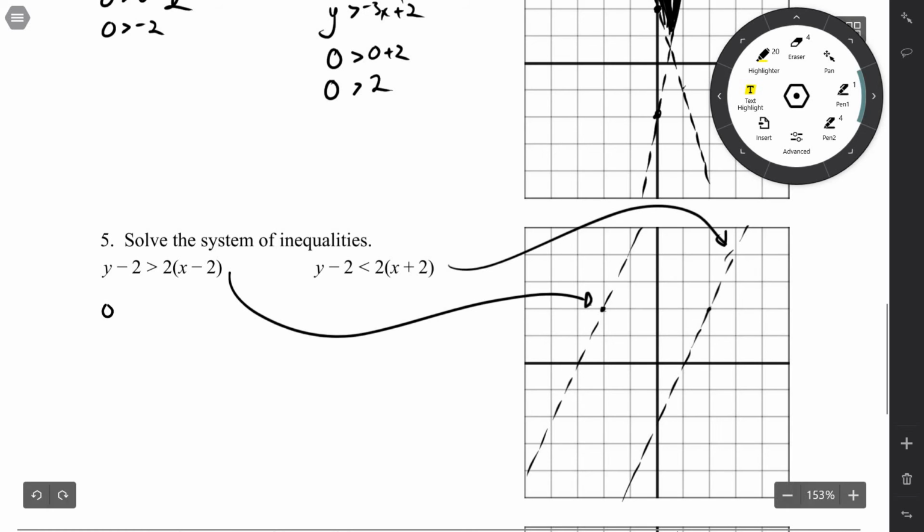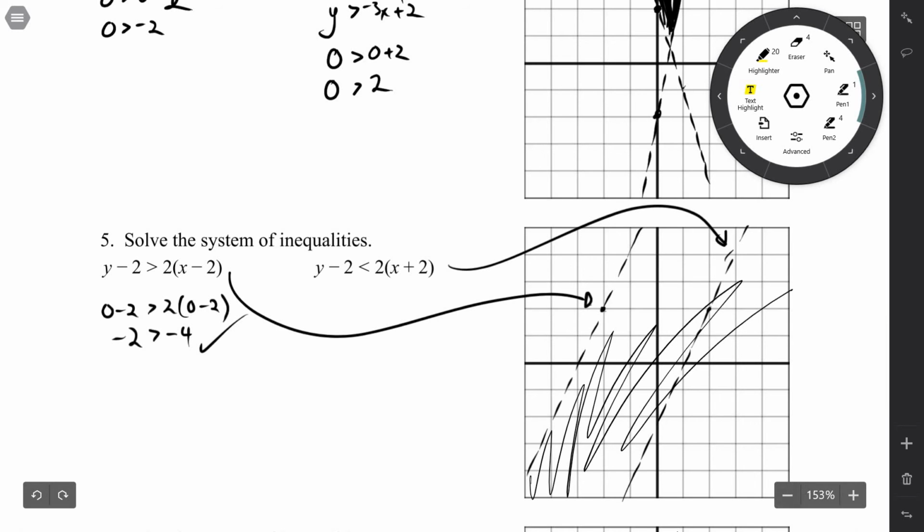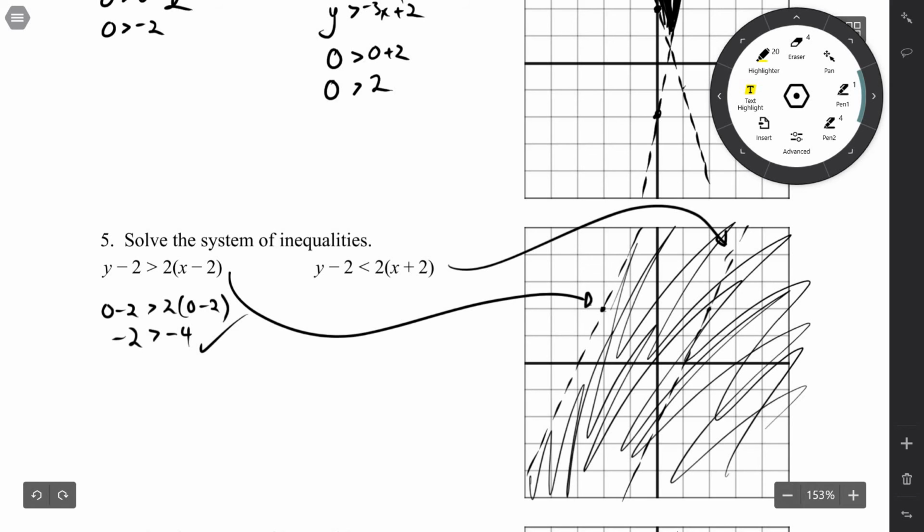We have 0 minus 2 is greater than 2 times 0 minus 2. Well, this is all going to shake out to give us negative 2 is greater than negative 4. That does check out. And remember, it's for this line here, so we would shade in this direction from this first line. And what about this next one here?